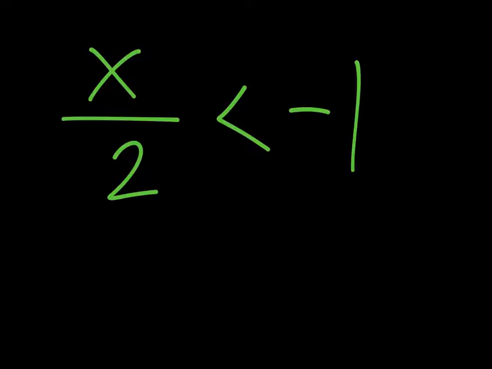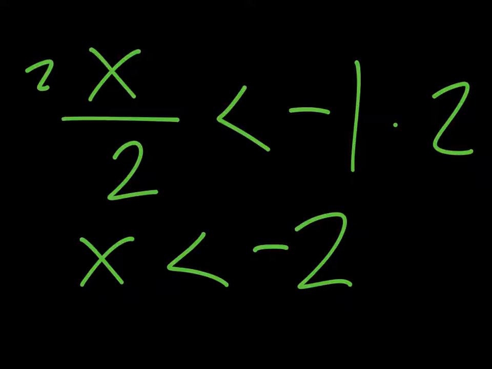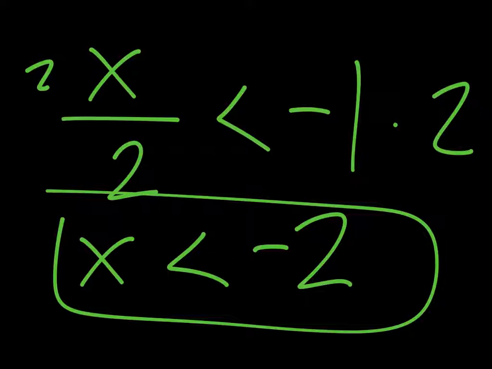If we have x over 2 less than negative 1, multiply by 2 on both sides. Now we have x is less than negative 2. Final answer. Notice how the negative was already on this side. We didn't move it from one side to the other. It was already on the right side. Therefore, all we did was multiply by a positive 2, getting negative 1 to become negative 2. The sign remains the same.